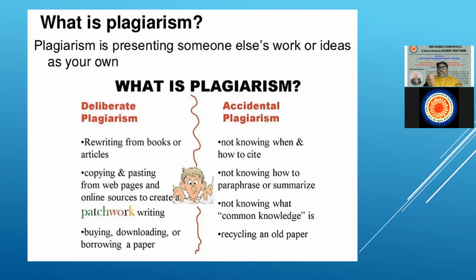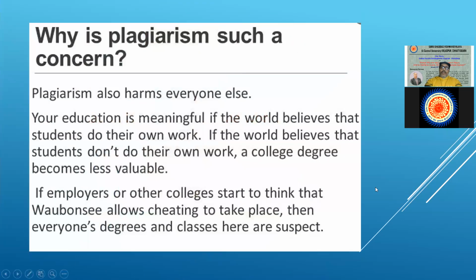So plagiarism is a disease in academics, and we should avoid that as a good researcher, not propagate it, but avoid it. Why is plagiarism such a concern among us, as an educational fraternity, in the research academic fraternity? Because plagiarism is harming everyone else, isn't it? Everyone is starting from scratch.